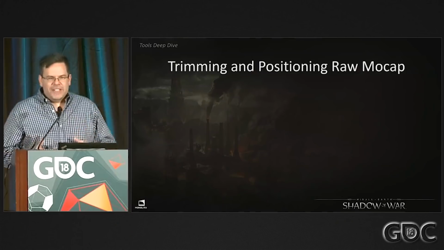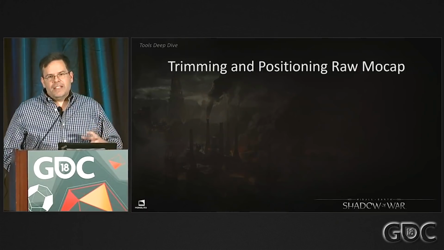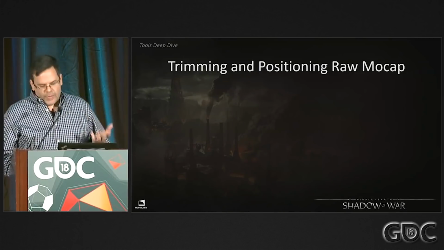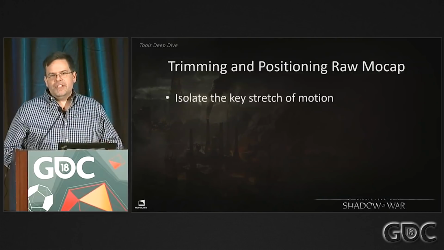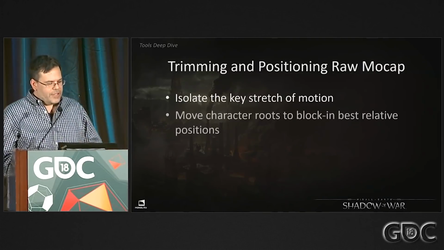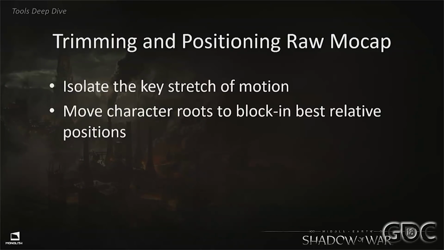So back to Mark's scene. Now that we've assembled the Maya scene from all the game data and we're ready to roll with the mocap, his first step is going to be trimming and positioning that rough take in the mocap. This is where he isolates the key stretch in the motion and is going to move the roots of the characters to block in those key points of interaction. You're going to see a lot of foot sliding from here.